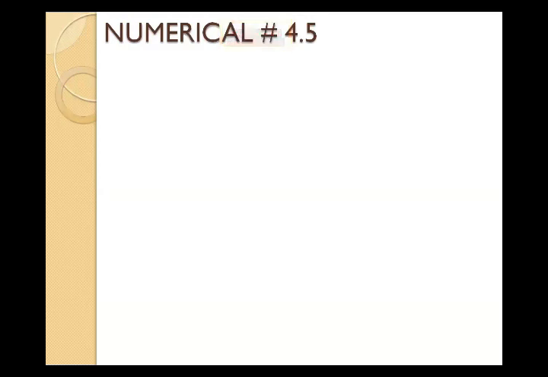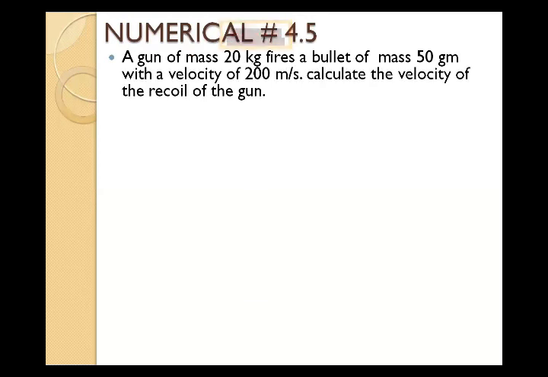Now the next numerical is 4.5. A gun of mass 20 kilogram fires a bullet of mass 50 gram with a velocity of 200 meter per second. Calculate the velocity of the recoil of the gun. Do you remember what is meant by recoil? Recoil means the backward movement of the gun.